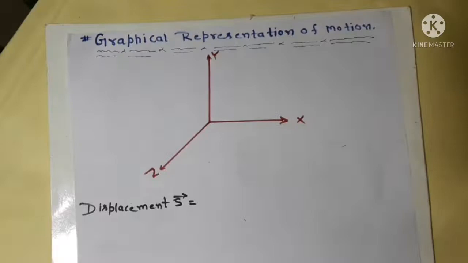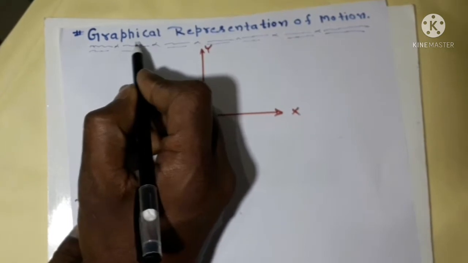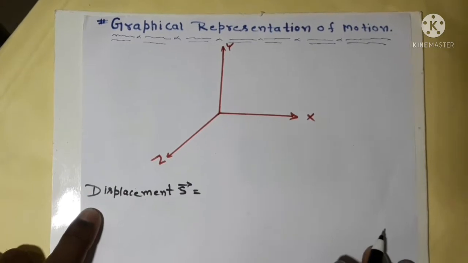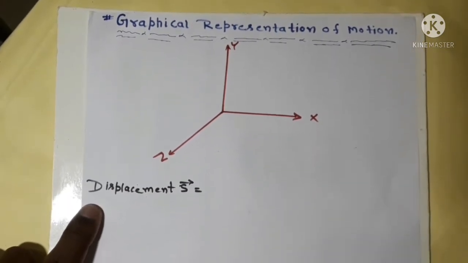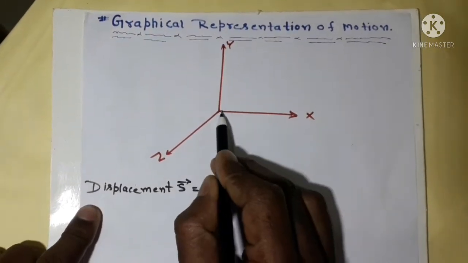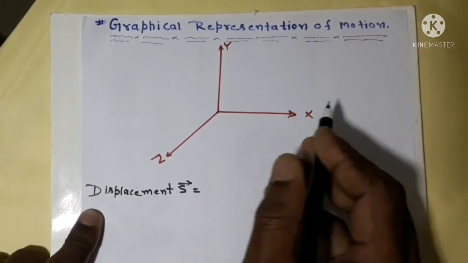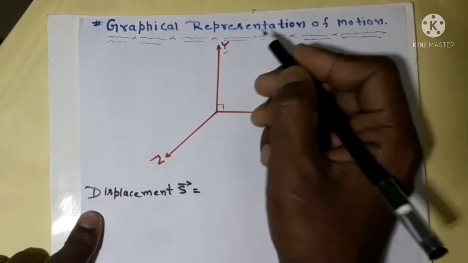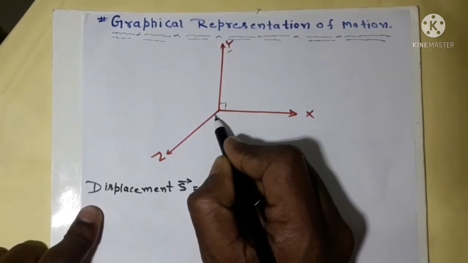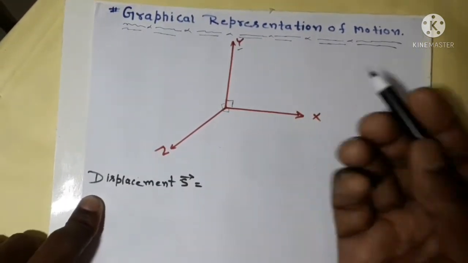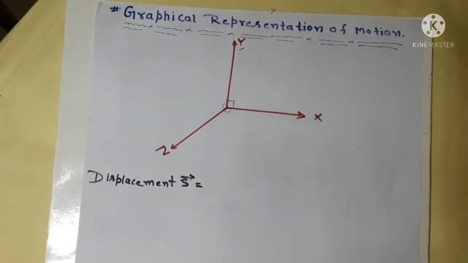Lecture 4 is graphical representation of motion. You can see this is a three-dimensional figure. Suppose this is the x-axis and this perpendicular is known as y-axis and this is z-axis. This is perpendicular on x-axis and y-axis. This figure is like this.